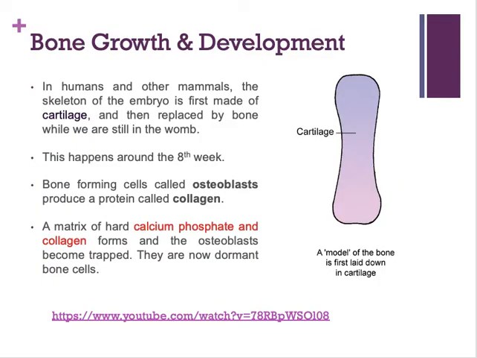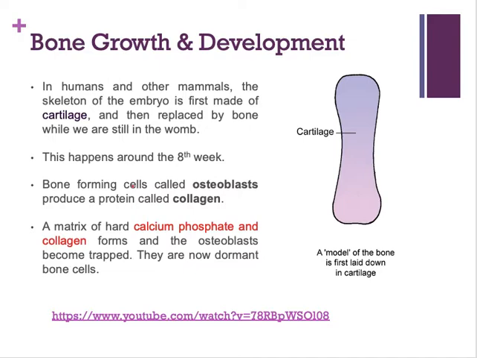Now the next section is about bone growth and development. So you need to know the theory, but not really the diagrams in this. So in humans and other animals, the skeleton of the embryo is first made of cartilage, and then it's replaced by bone while we're still in the womb. So that all happens really early in the development in mammals when the baby's in the womb. Around 8 weeks or so it starts to happen. Up until then, there isn't any bone, it's just collagen.